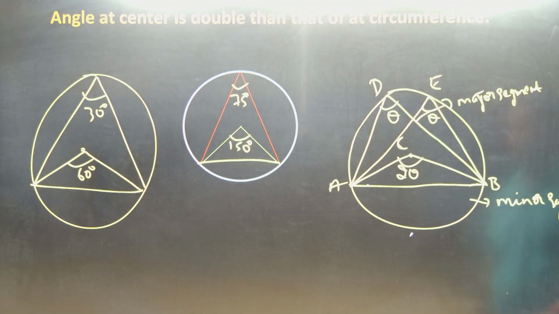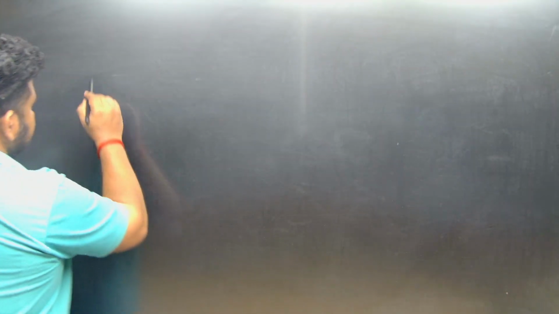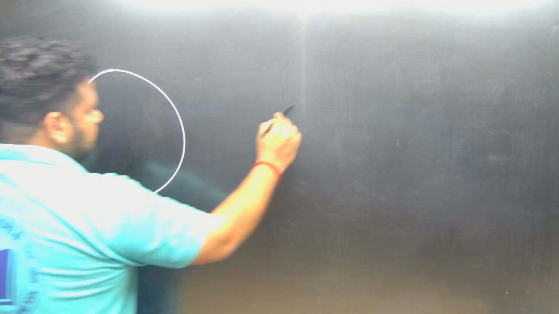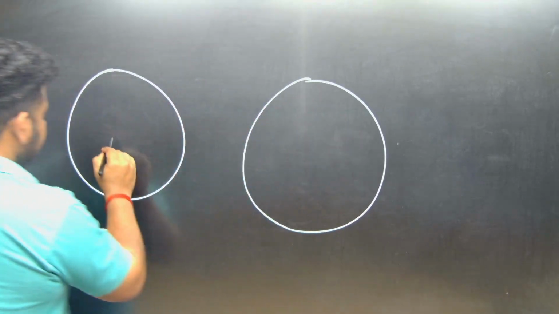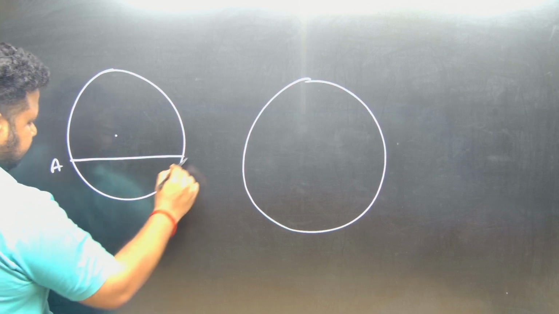Another thing about the chord. Let me discuss it here itself. So, see here. We are having a circle here. Let us take one more circle. Here there is a center. Here there is a chord AB.